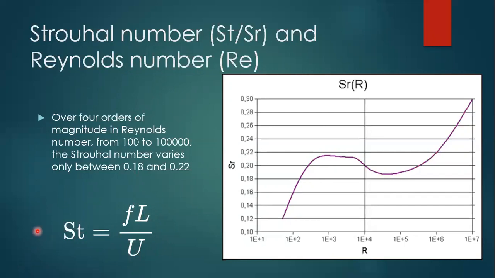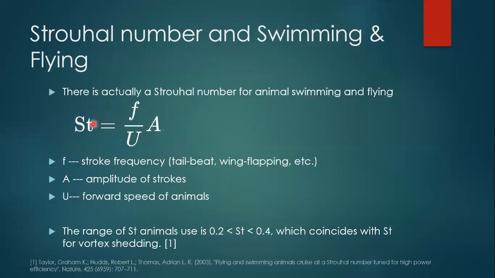But what does the Strouhal number have to do with animal swimming and flying? It turns out that there's also a Strouhal number for animal swimming and flying, which equals the frequency of stroke, which is tail beating and wing flapping, etc., times the amplitude of strokes over the forward speed of the animal. Researchers have found that the range of Strouhal number animals use is between 0.2 and 0.4, which is close to the Strouhal number of vortex shedding.